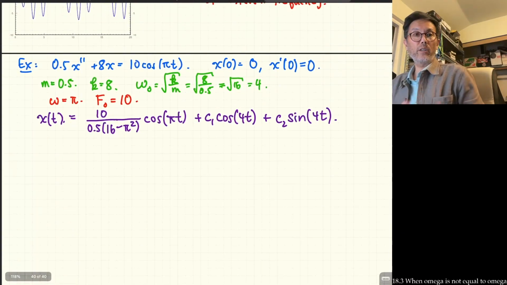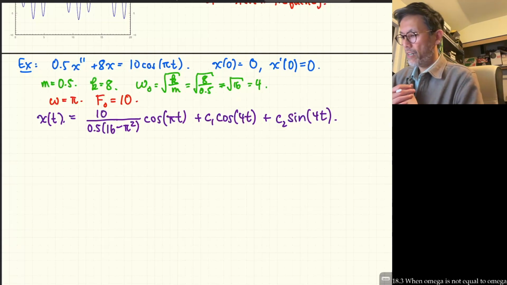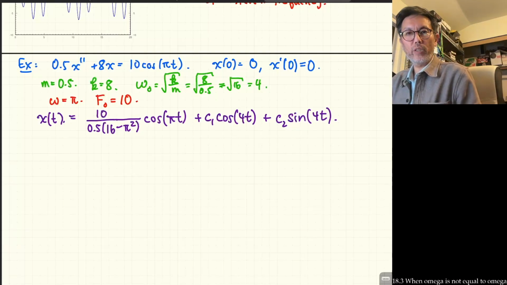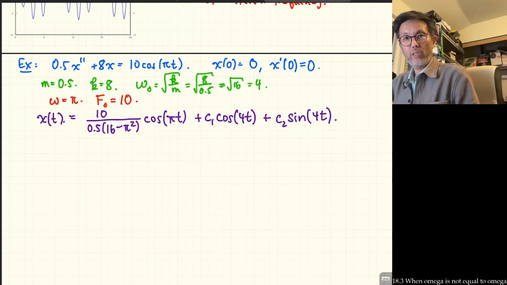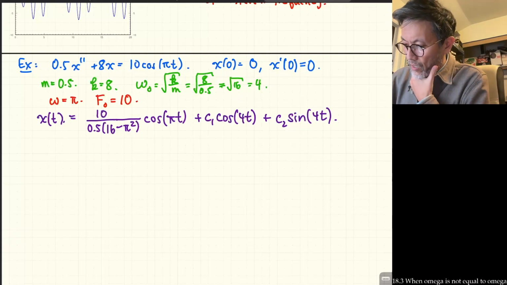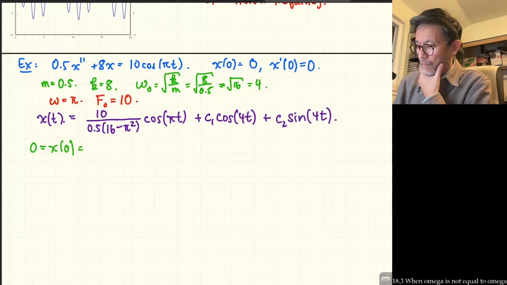Okay, so that's the general solution to the differential equation, but we have initial conditions that we can use to figure out what the constants c1 and c2 are. So the first initial condition is that x of 0 is 0. So let me look at that one first. So x of 0 being 0 means that 0 is equal to x of 0. And that means when I plug in 0, what I get is 0.